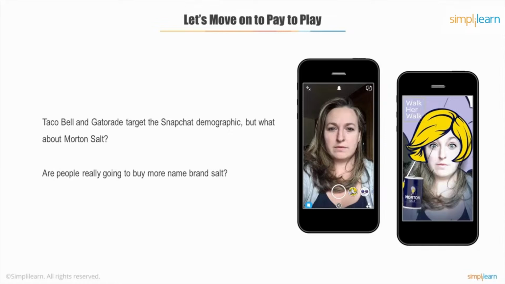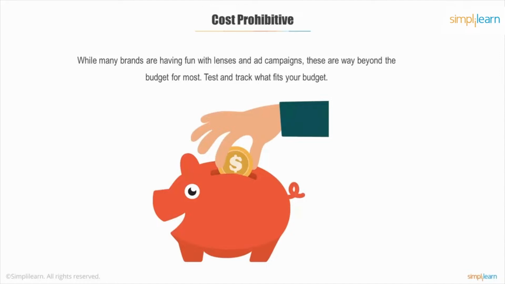There's obviously a lot of possibilities here, but it's also the type of thing where, when we look at sustainable social media marketing, we want to ask ourselves: is it something that makes a lot of sense? Or is it something that maybe isn't the best fit or use for our time or for our money? A lot of brands are having a lot of fun with lenses and with ad campaigns. But again, they're way beyond the budget for most everybody.